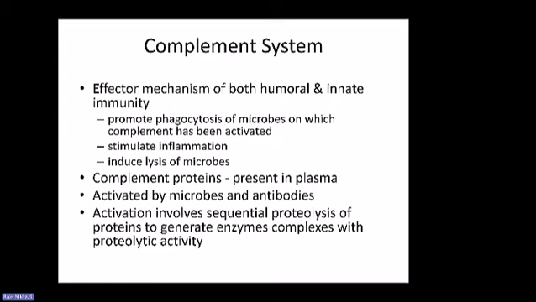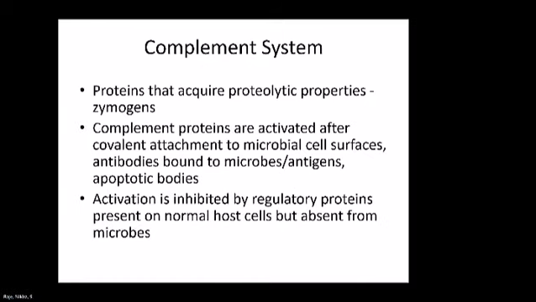So complement proteins are small proteins. They are called zymogens. They are present in the plasma, and when activated, they can bind to each other to form bigger complexes. These complement proteins are activated in various ways. It could be directly by microbes or antibodies, and for one of the pathways, it's just in the active form. So overall, the activation leads to sequential proteolysis of the proteins, generating bigger complexes that have enzymatic and proteolytic activity. So that's the reason they are called zymogens. They acquire these proteolytic properties.